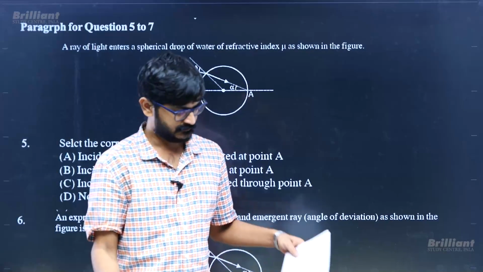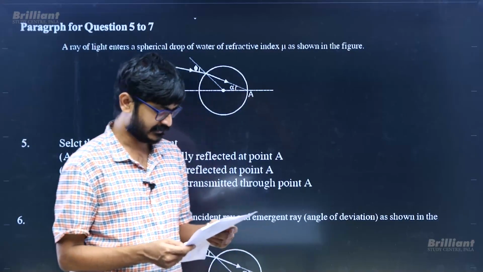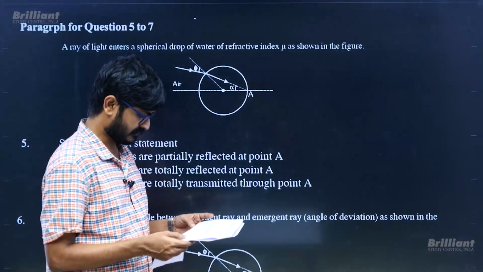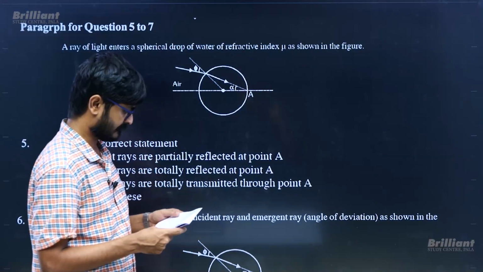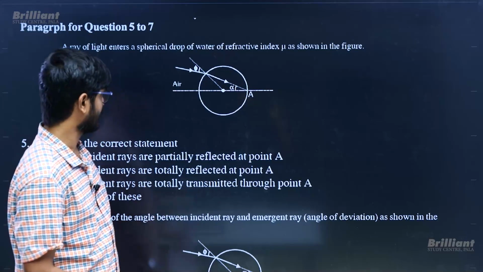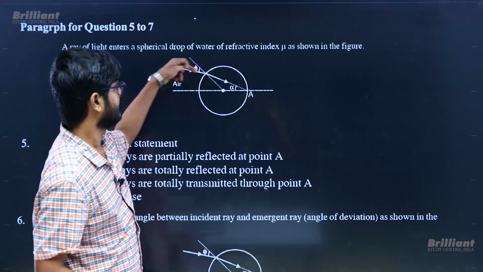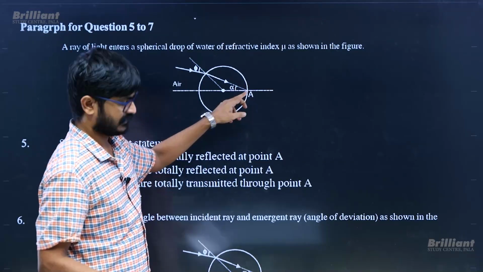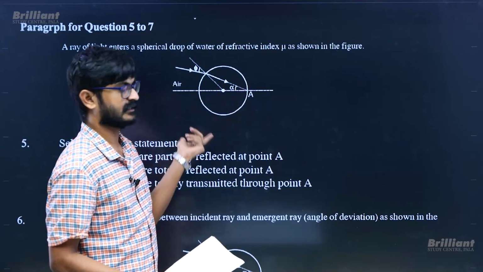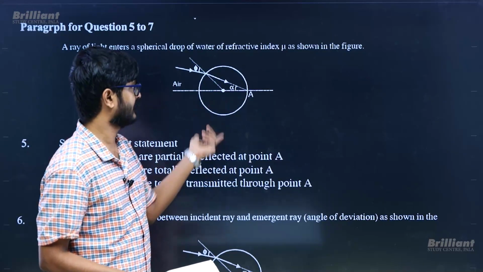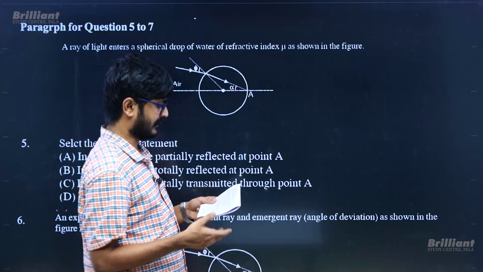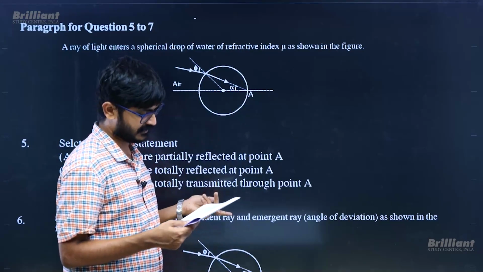Going to the next question. A light ray enters a spherical drop of water of refractive index mu as shown in the figure. Select the correct statement. Incident rays are partially reflected. See, there is refraction here, and whenever there is refraction, there will be reflection also. Now here, if it is total internal reflection, then we don't know, but they never mentioned anything, so there can be all the possibilities, right? Incident rays will be partially reflected.